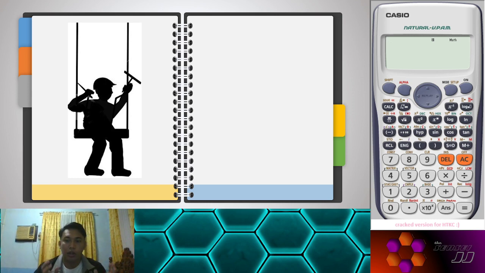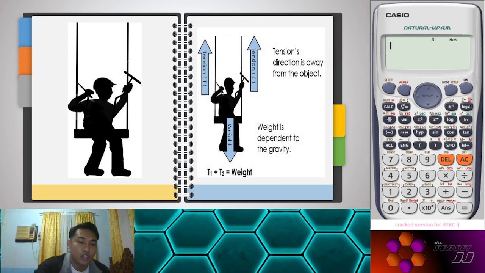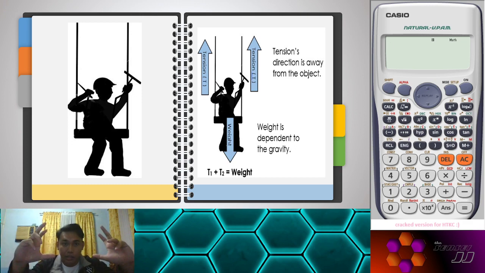Okay, so sir, what difference does the double string and the single string have? So we have here two tensions, meaning we have tension 1 and tension 2, which is equivalent to our weight. So if our weight is going down, automatically there will be tension on both strings, not only one. Both strings, and those strings will be added, so they will be equal to our weight.